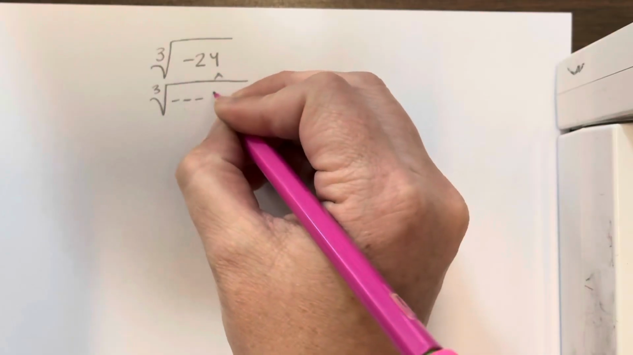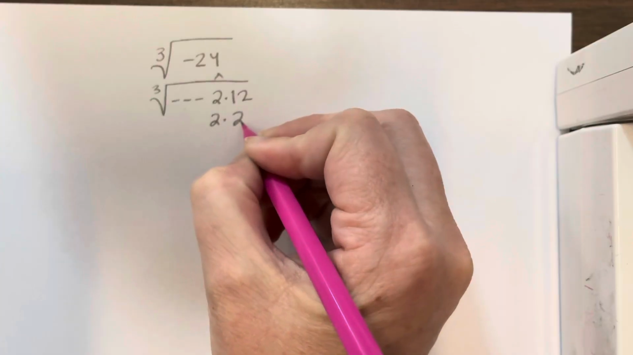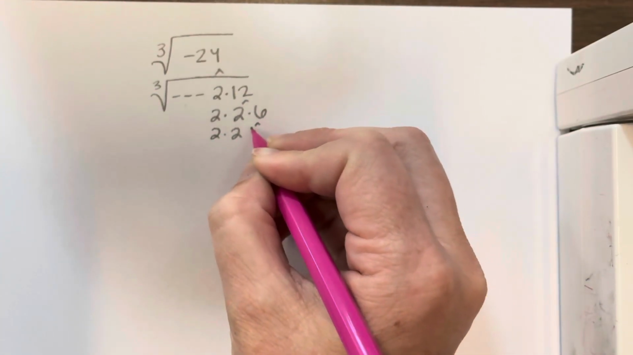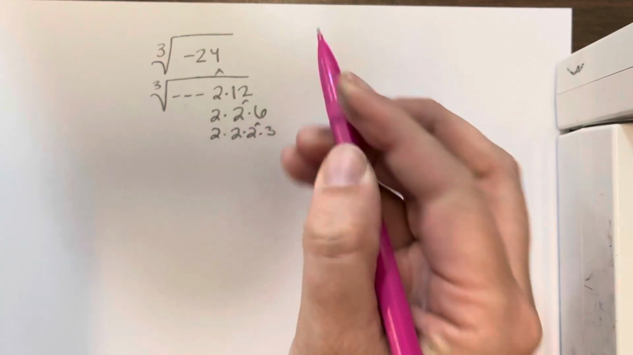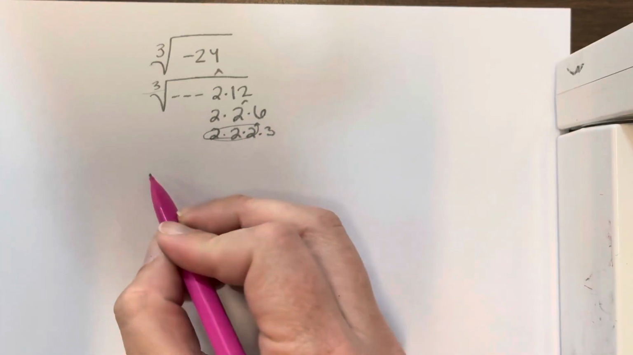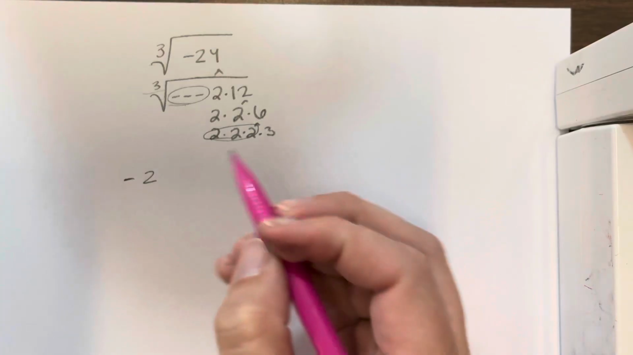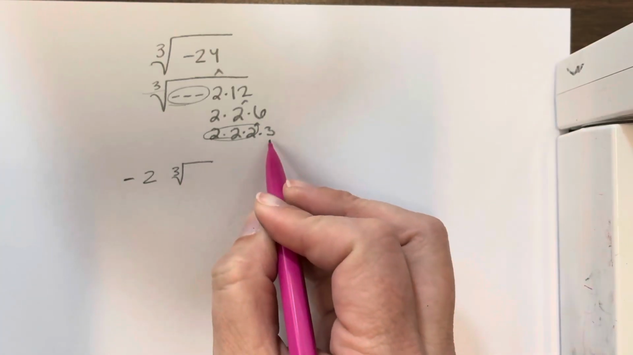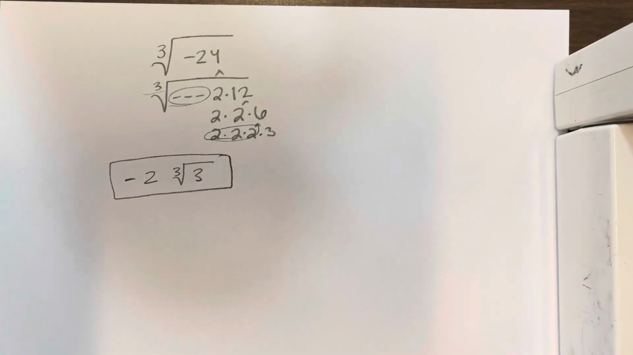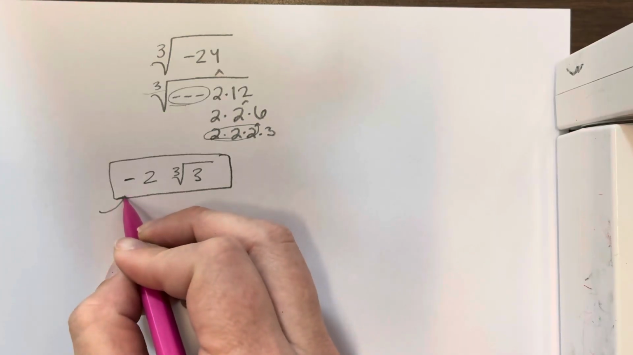24, I'm going to say 2 times 12. That would be 2 times 6. And 6 would be 2 times 3. I need 3 of a kind. These 3 get to leave. These 3 negatives get to leave as a 1. Cube root, this 3 was left in the root by itself. There will be no i's in your solutions. They will have a negative sign that is allowed to leave.